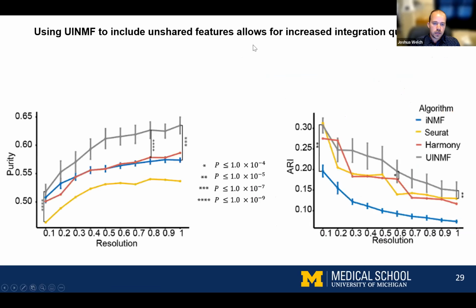Again, if we do a quantitative analysis of the purity and adjusted RAND index of the clusters that we get from the UINMF result compared to the published clusters from the single-cell RNA-seq dataset, we find that there's a significant boost in both the purity and ARI compared to the approaches that use only the shared genes.